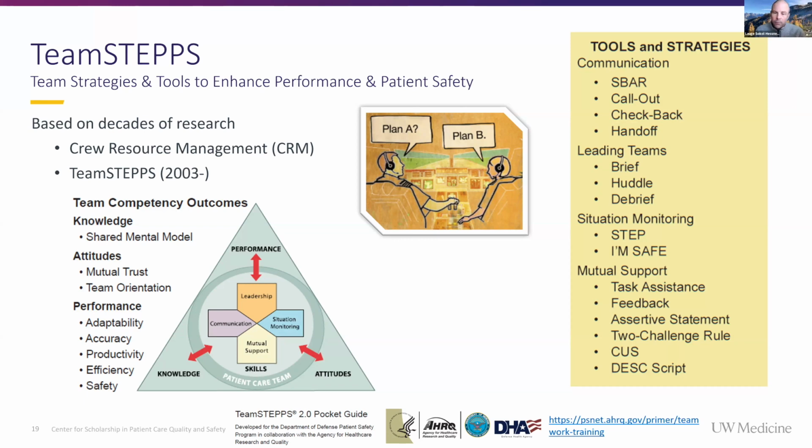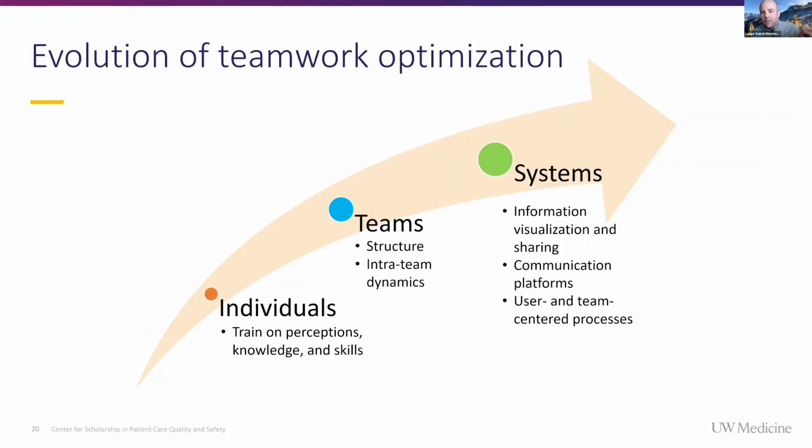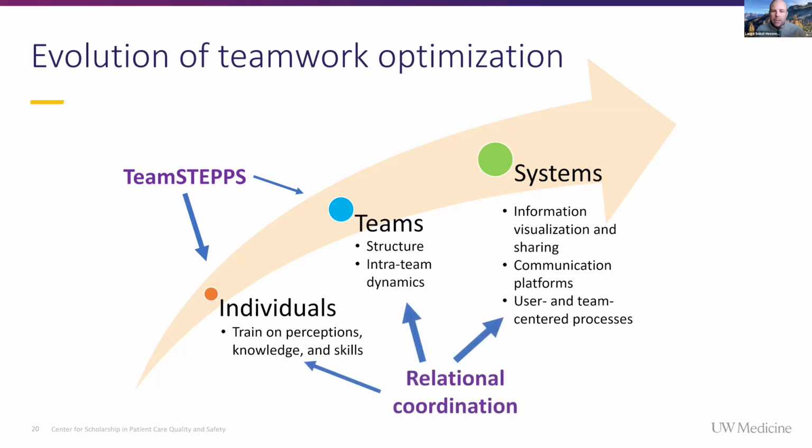But I think as we've moved along in teamwork, we've realized that it's actually not sufficient to just be thinking about those individual skills and how teams talk with each other, but also really to be thinking about the systems within which teams are functioning. And so Team Steps talks a lot about individual skills and the terms and tools like handoffs and checkbacks and all that sort of stuff. Really valuable, but not sufficient. We actually also need to be thinking about how do we structure our teams, the dynamics within our teams, and the systems that surround them. And relational coordination is really a more evolved or more modern way of thinking about that.